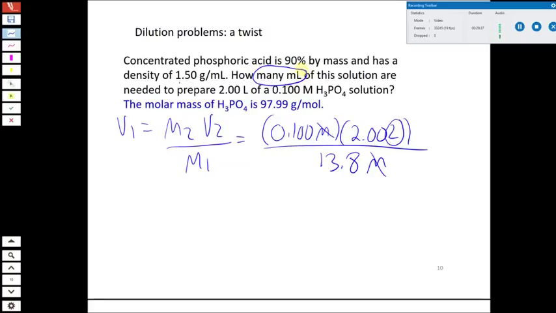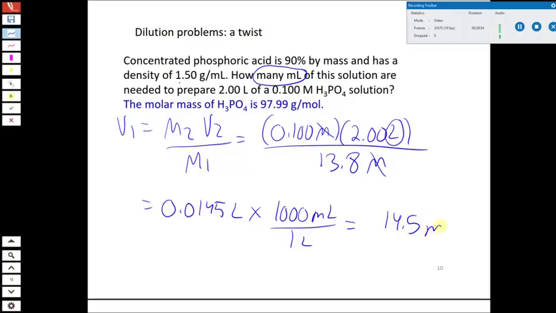So there's one last step here. This is going to be 0.0145 liters, but then we have to multiply that by 1,000 to get milliliters. So look carefully at units in any problem that you do, especially for these types where milliliters is most common, but liters can also be involved. So we get 14.5 milliliters in this case.